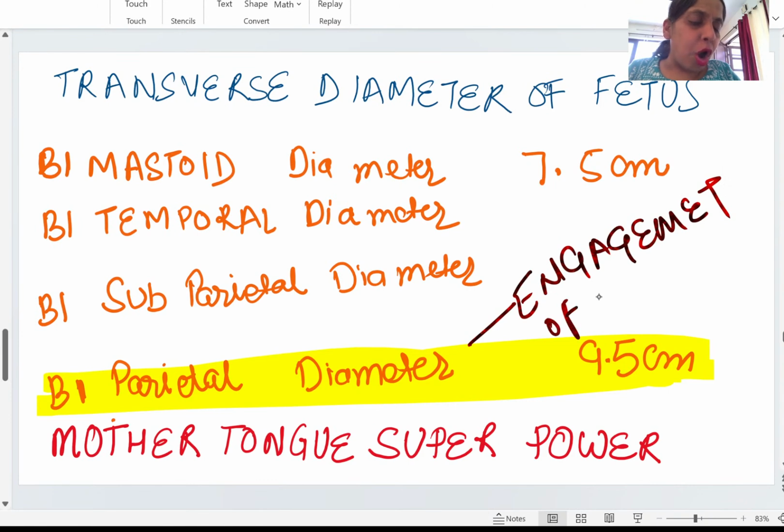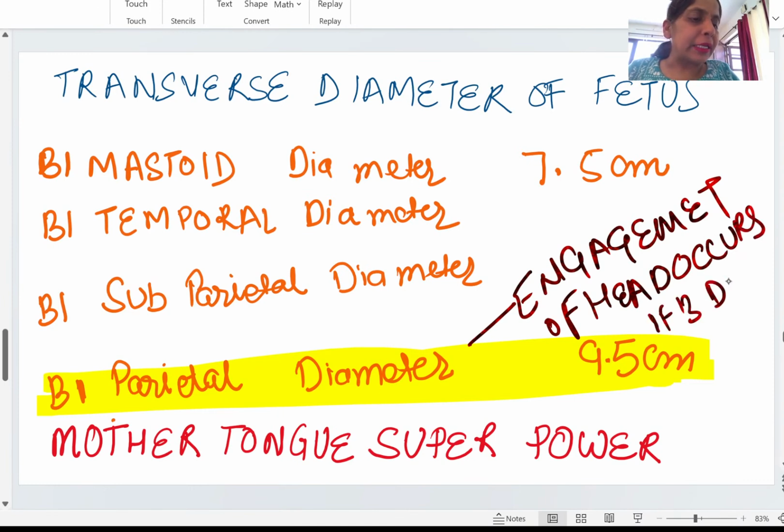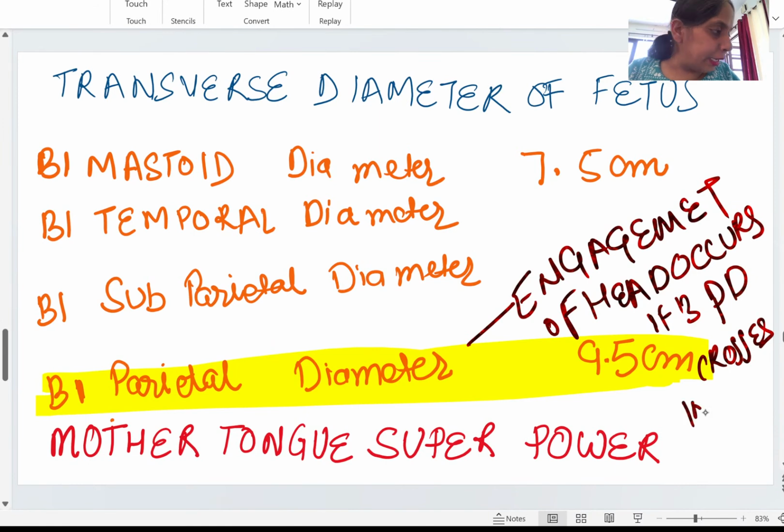Engagement of the head occurs if the biparietal diameter crosses the inlet. Is it okay?